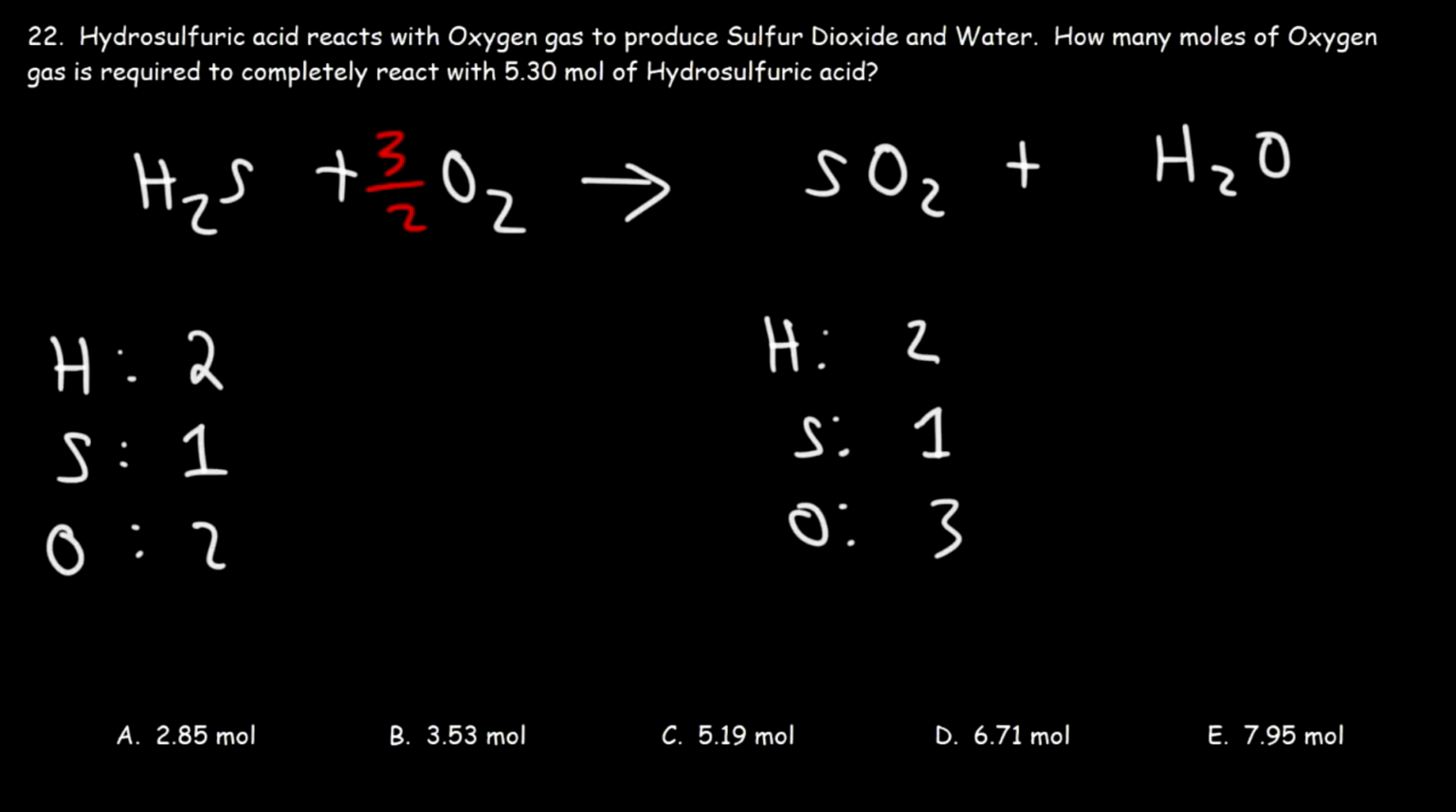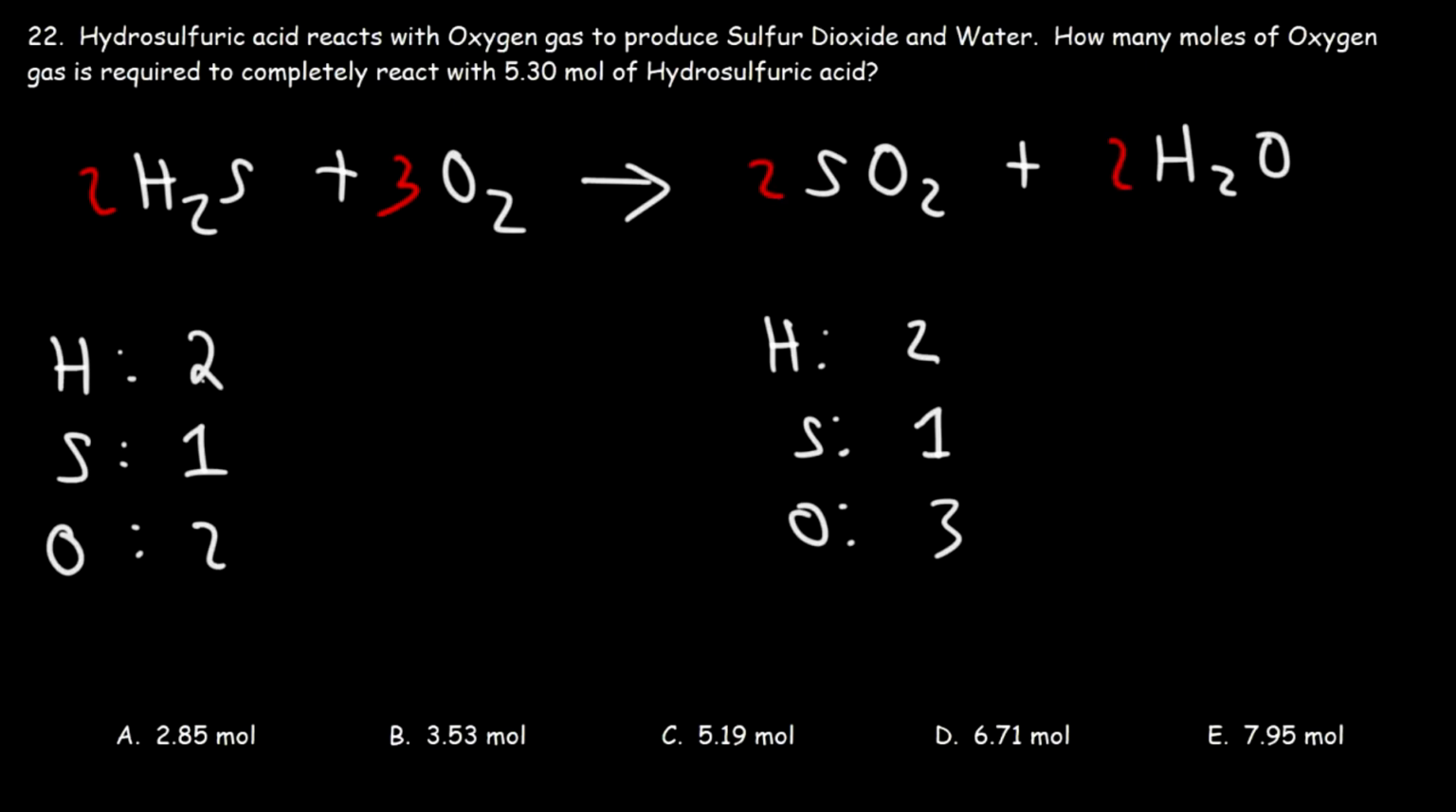However, we don't want any fractions. So we need to multiply everything by 2. So these are the numbers that we have. Let's double everything. By the way, when we multiply 3 over 2 by 2, the denominator will cancel and we're going to get 3. So this is going to be 2, 3, 2, and 2.